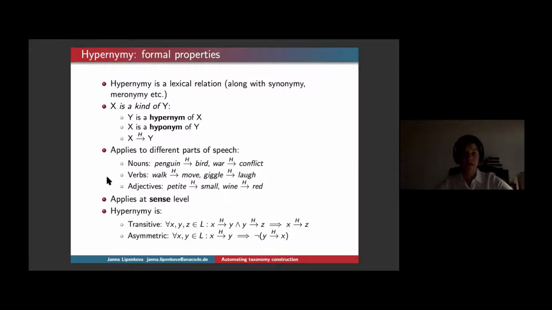Important detail, hyperonymy, well, actually quite obvious. It's a semantic relation, so it applies at the sense level. For instance, if you have this example of wine is a subcategory of red, then obviously we mean wine in the meaning of the color and not the beverage. Yeah, so this is something that you need to consider if you want to use word embeddings, for instance, to learn hyperonymy. In terms of the logical relations, hyperonymy is transitive. So if X is a subcategory of Y and Y is a subcategory of Z, then X is a subcategory of Z. And it's asymmetric. So if X is a subcategory of Y, then Y cannot be a subcategory of X anymore.